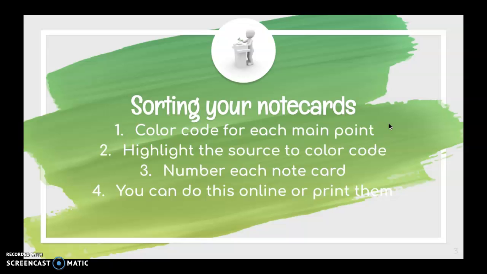So I might put all of my background notes in yellow and all of my controversy notes in pink and all of my implications notes in green. So just make highlights on them somewhere. You could just highlight the source to color code so that you know exactly which note cards you should be looking at when you start doing your outline.